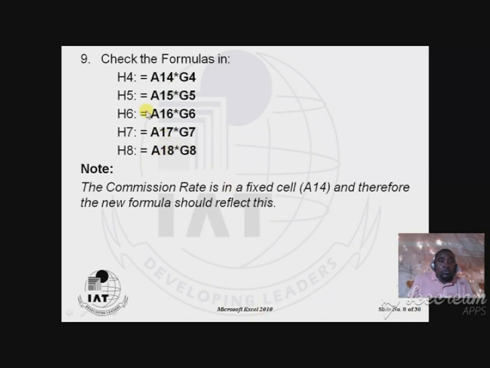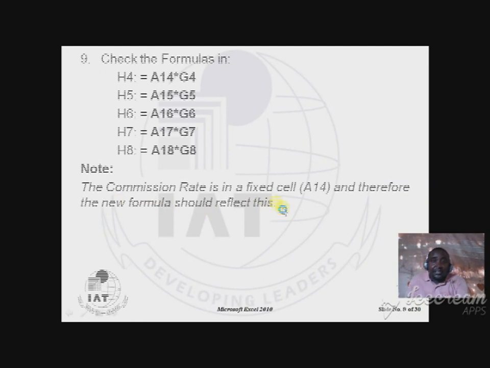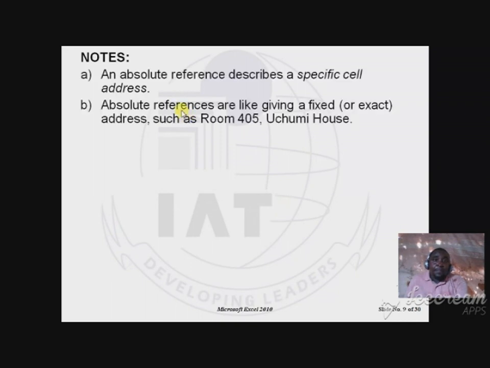So you wanted to make this one fixed. The commission rate is in the cell A14, and therefore the new formula should reflect this. It reflects to this note: absolute. An absolute reference describes a specific cell address. Absolute references are like a fixed or exact address, such as room 405 Uchumi House.